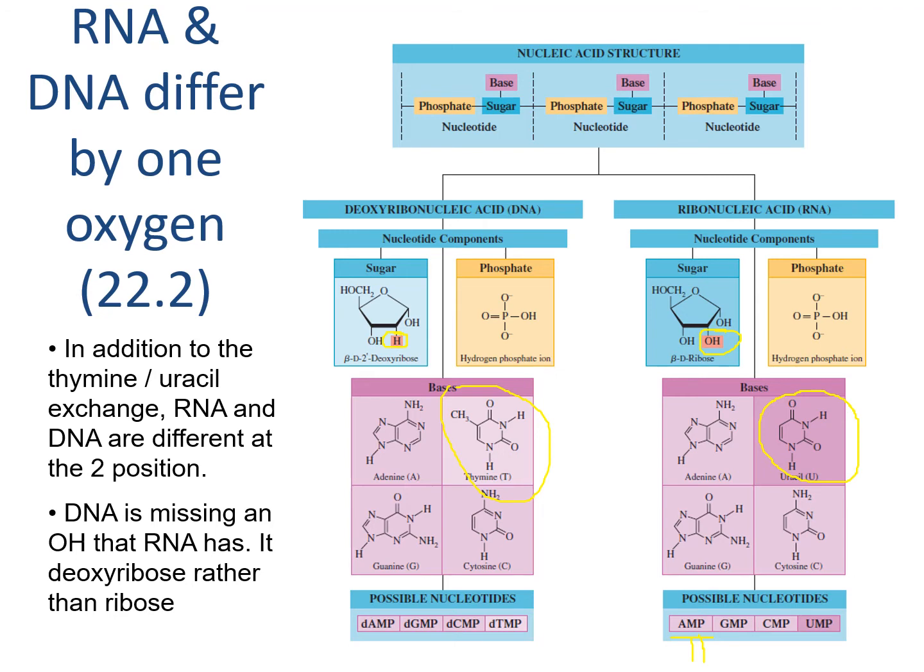Notice that's a little bit different for our possible nucleotides for DNA. They always come with a D in front of them indicating deoxy. So then we have deoxyadenosine monophosphate or deoxyguanosine monophosphate, and so on.